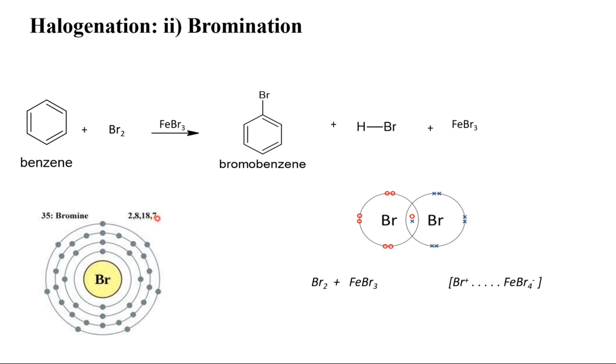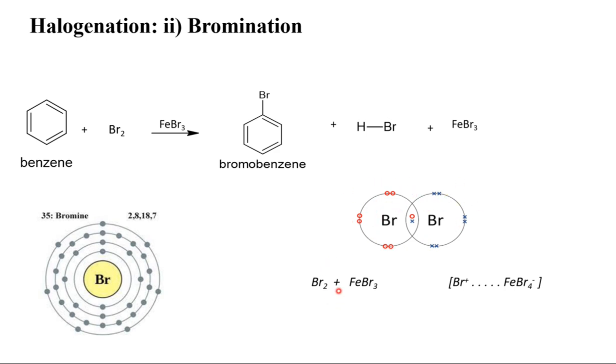Understanding bromine and its reactivity. Bromine has an electronic configuration of 2, 8, 18, 7. To form a bromine molecule, each bromine atom shares one electron from its outermost shell to complete its octet, resulting in a stable Lewis structure. Bromine itself is a nonpolar molecule because both bromine atoms have equal electronegativity.